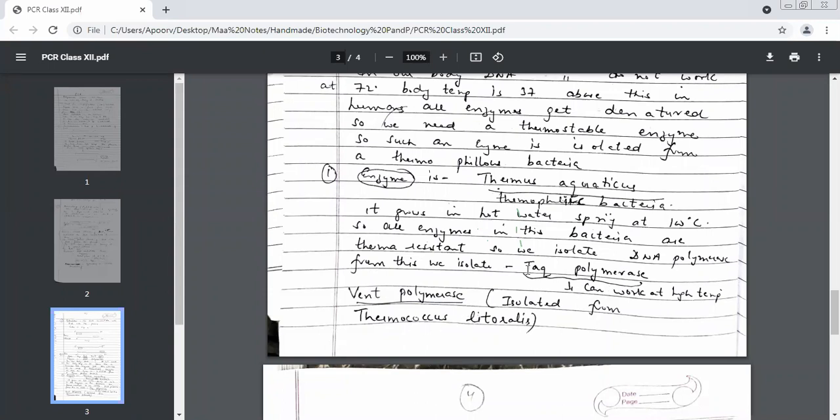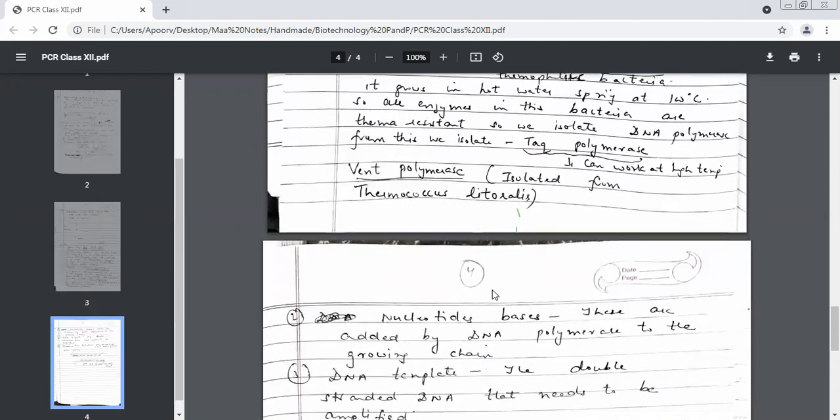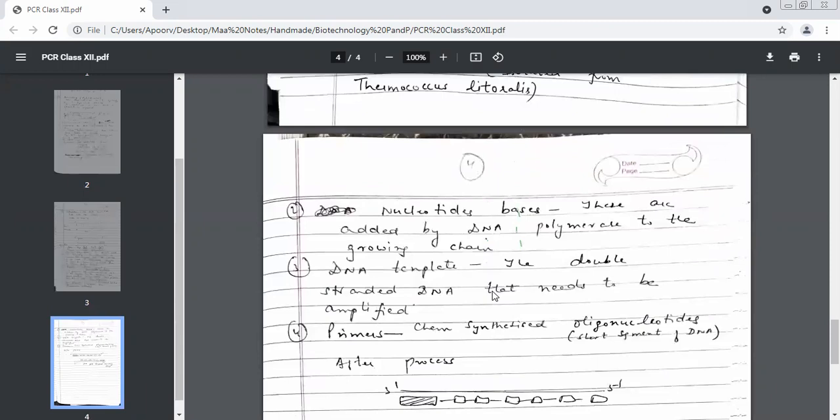Name two enzymes which are isolated from such kind of bacteria. One is Taq polymerase. And the second is Vent polymerase. Yes. This Taq polymerase and Vent polymerase both have been isolated from those bacteria which can tolerate high temperature.